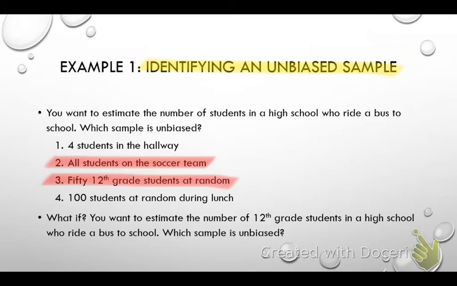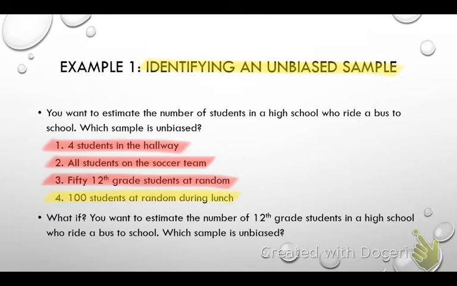Actually, probably the most obvious one that's a no. Miles? Yeah, number 1. Why is that one out? It's just the kids in the hall. It's 4 kids. How can 4 kids represent the entire high school? Okay? So clearly our option by process of elimination is option number 4.